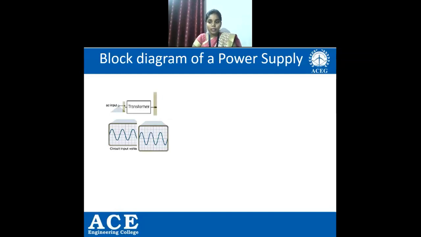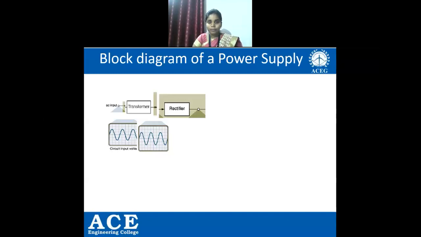Now this is the signal from the transformer, and this is given to what? This is given to the rectifier. Now see, a rectifier. Now what is the first slide we have seen today? PN junction diode as a rectifier. This is what? The application of rectifier. This is where this rectifier is used.